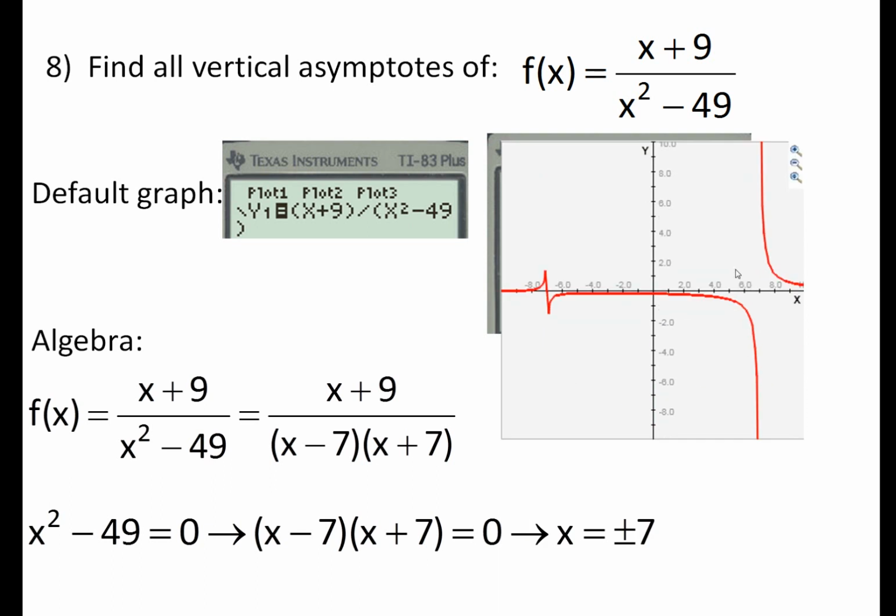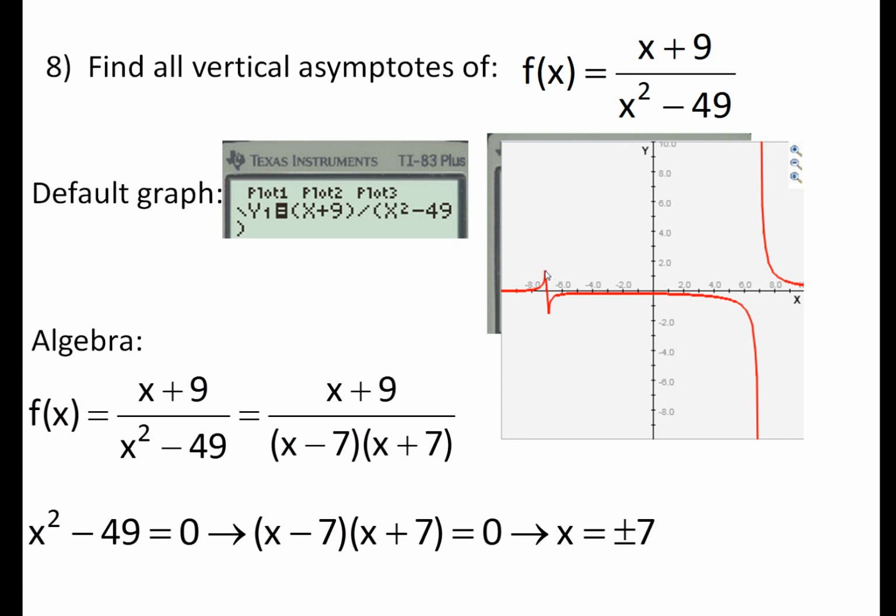If we had a slightly better graph, this isn't that much better, but it's a little bit better, you can see at x equal to 7, from below it's going to negative infinity, from above it's going to positive infinity. At x equal to negative 7, we have similar behavior, but you can see the graphing utility that I used here was connecting points.